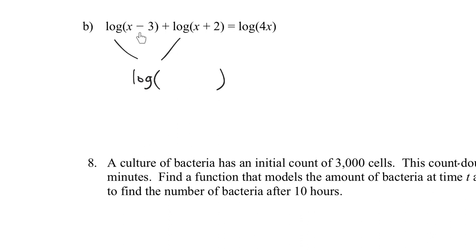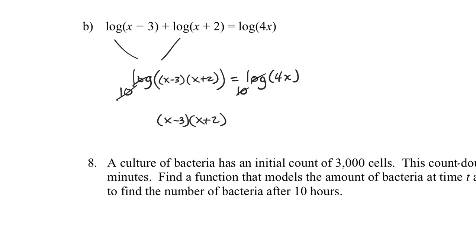And the expressions here and here are going to multiply. So x minus 3 times x plus 2. Now that we have one single logarithm here and one single logarithm here that have the same base, base 10, now we can use a base of 10 on both sides to cancel each logarithm. And we have x minus 3 times x plus 2 equals 4x.